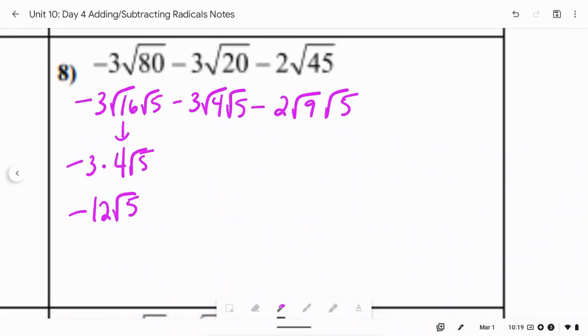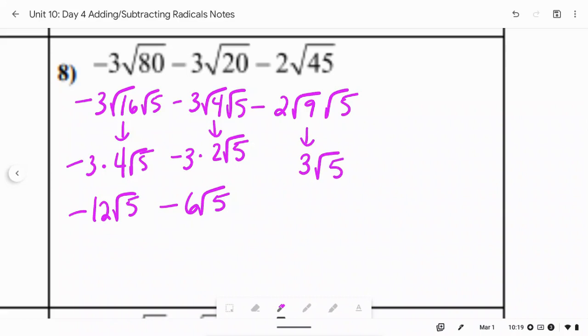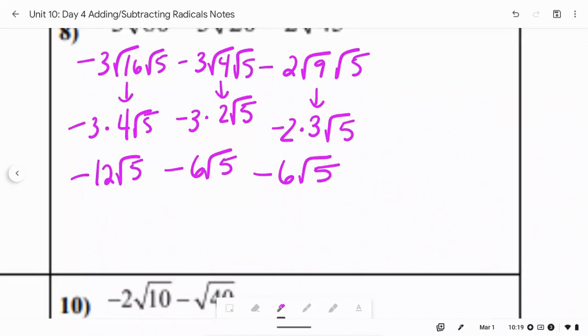For the second radical, the square root of 4 just becomes 2, and then bring down the square root 5 and the negative 3, and then make sure you multiply the negative 3 and 2 together to get negative 6 square root 5. For the third radical, the square root of 9 becomes 3, bring down the square root of 5, bring down the negative 2, and then make sure you multiply negative 2 times 3 to get negative 6 square root 5. Now that I've simplified everything, notice now they all have the same radicand.